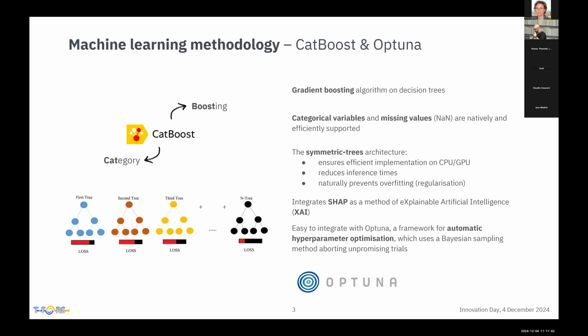SHAP is a tool of what we call explainable AI. It allows us to look into the details of the decision that the algorithm gives you. So you can see how each parameter pushes the model toward a higher or lower value as output. And this is particularly useful during the validation process or to evaluate the quality of the output of the model.